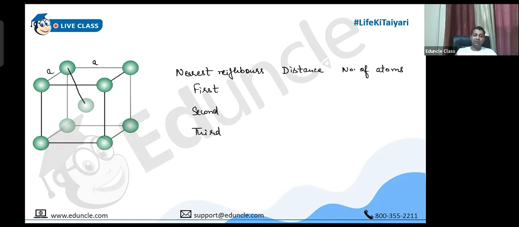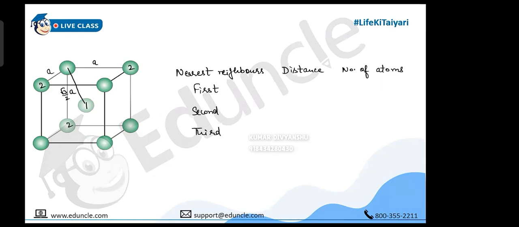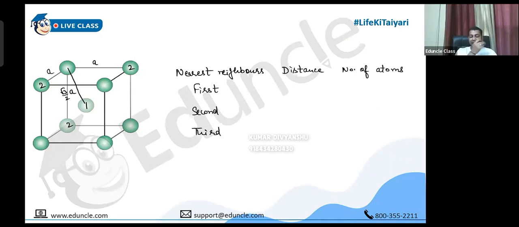Because the body diagonal was root 3 A, na? And this is half of it. So this is root 3 by 2 A, and this is less than A, you can see. Because root 3 is 1.73 something, divided by 2, it will be around 0.8 something. So this is less than A. Okay? Clear? So this is the first nearest neighbor. These are the second nearest neighbors. Clear to all? And there is only one such atom, and it completely belongs to this one. So the distance is root 3 by 2 A, and it will be 8 into 1 into 1. So 8.